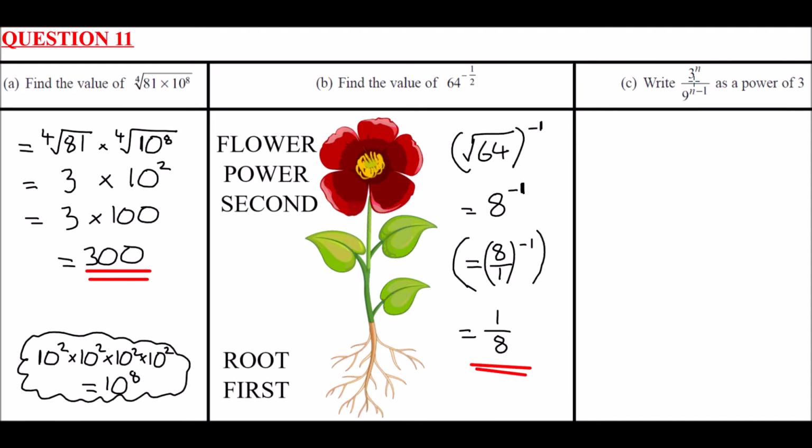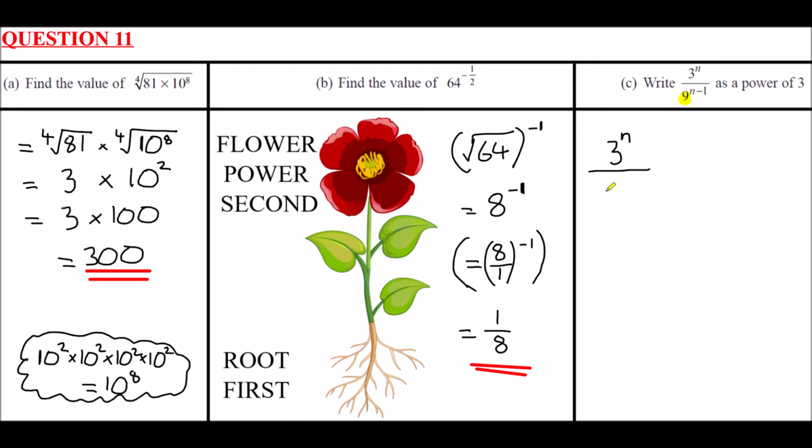The last one, we need to write this horrible looking fraction as a power of 3. So the clue is actually in the question. We need to have everything as a power of 3. The top of it is already a power of 3. It's 3 to the power n. The bottom, though, is a power of 9. I want it as a power of 3.